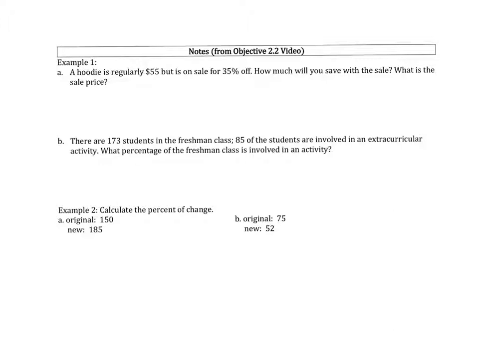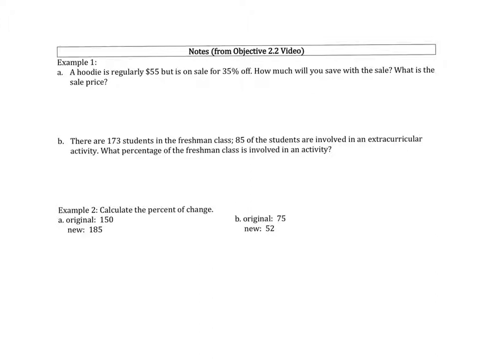So if a hoodie is regularly $55 but is on sale for 35% off, how much will you save with the sale? What is the sale price? There's a couple of different ways you can approach this. Since it wants to know how much you're saving and the sale price, we are going to go with finding how much money you're saving first by applying the percentage off.